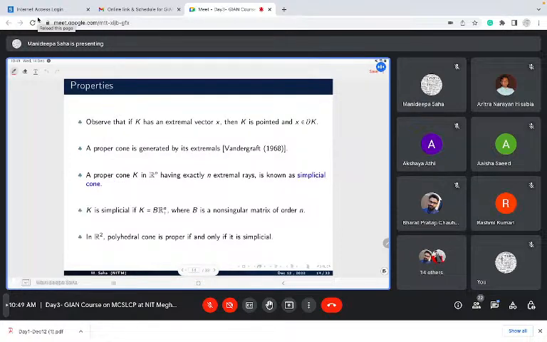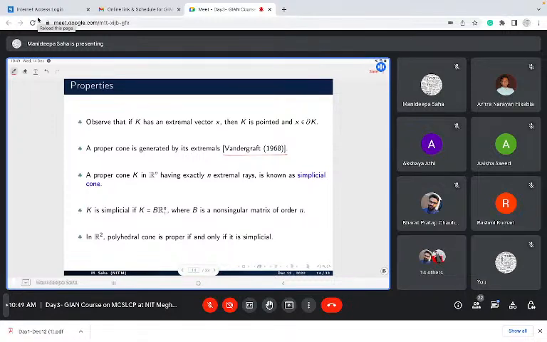And one can easily prove, and it was proved by Klee in 1968, that a proper cone is always generated by its extremals. If you have a proper cone, proper meaning it should be pointed, closed and solid, then it is always generated by its extremals.